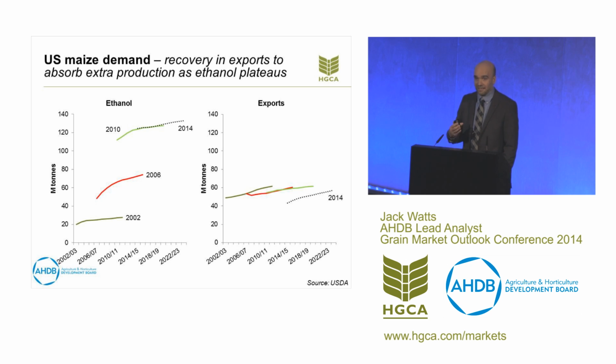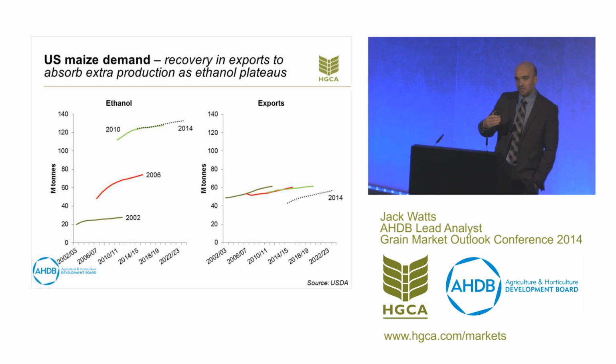Ethanol we should be looking at it as a very mature industry now, and not necessarily giving us the same level of demand growth that we saw over the previous 10 years. So that provides the US market with a challenge, because we still expect US maize yields to keep growing. The arrival of more technology, the trend line is still growing for US maize yields. So where's that production going to go?